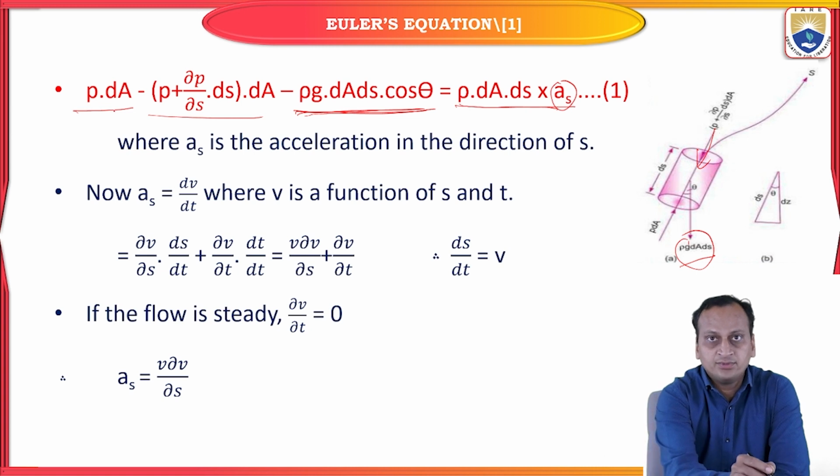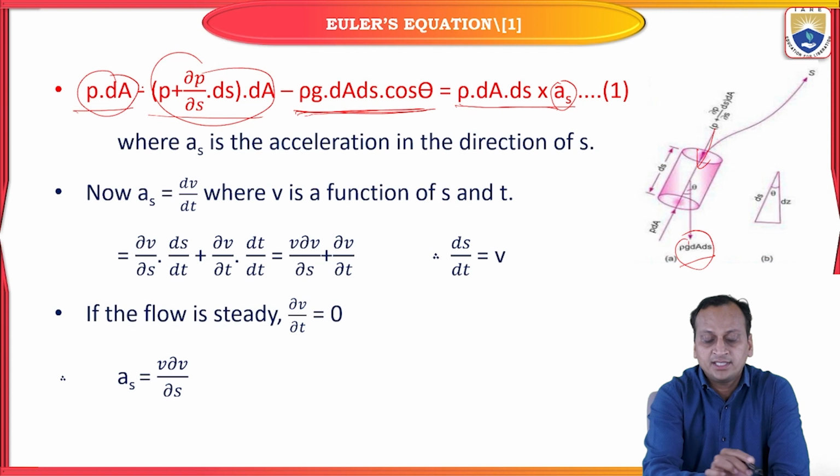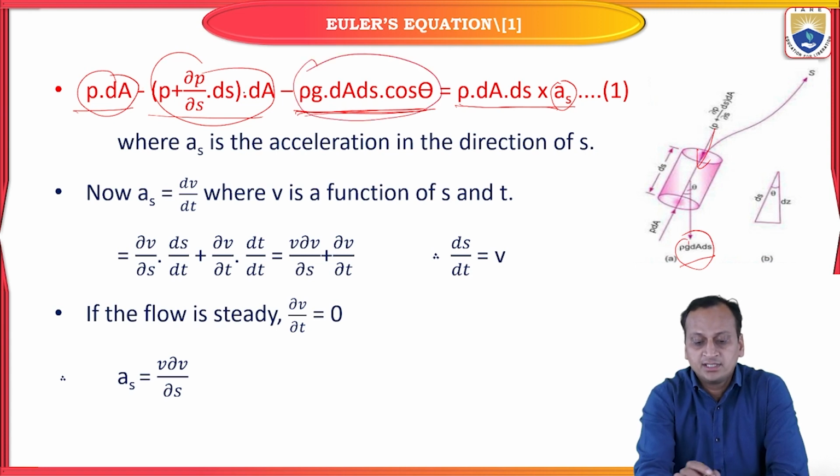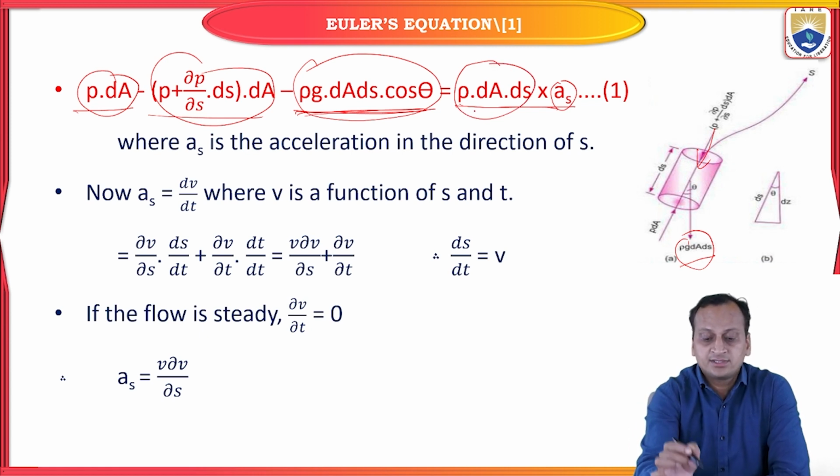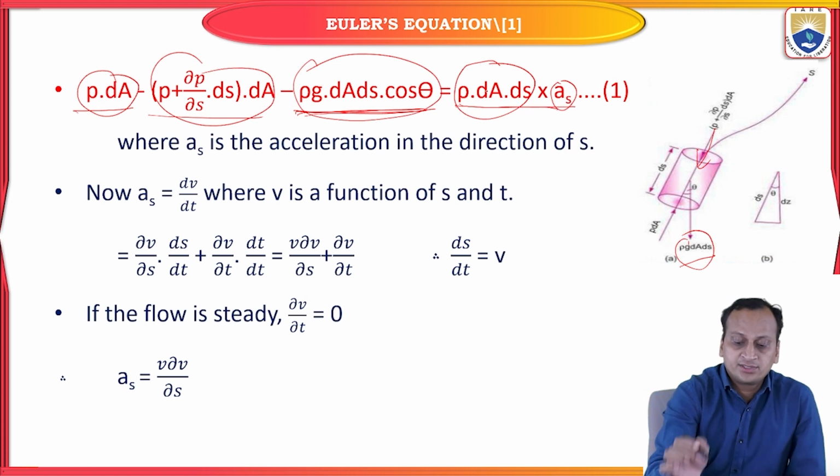So one is the pressure force at the inlet and one is the pressure force at the outlet, and this is the weight of the element acting downwards, and this is the mass. So weight is nothing but rho g dA ds, whereas rho dA ds is the mass.